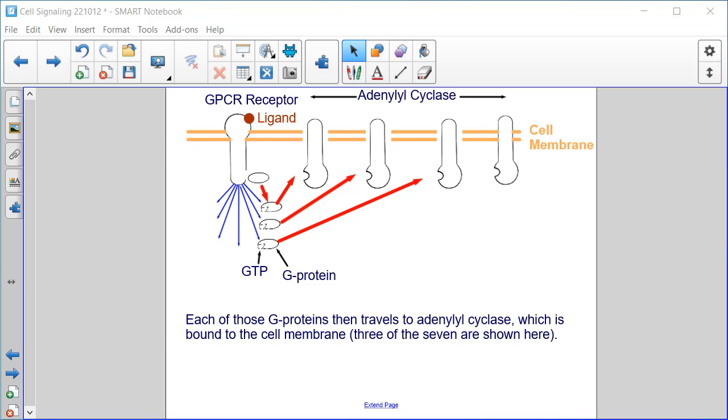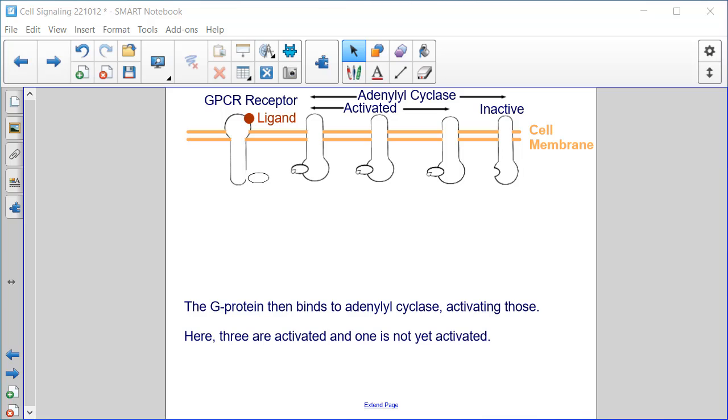Each of these G proteins then travels to an adenylyl cyclase. So these are adenylyl cyclase. You can see each G protein traveling to one of them. It is bound to the cell membrane, and 3 of the 7 are shown traveling in the image. The G protein then binds to adenylyl cyclase, which you can see here. Here, 3 are activated by the binding of the G protein, and 1 is not yet activated.